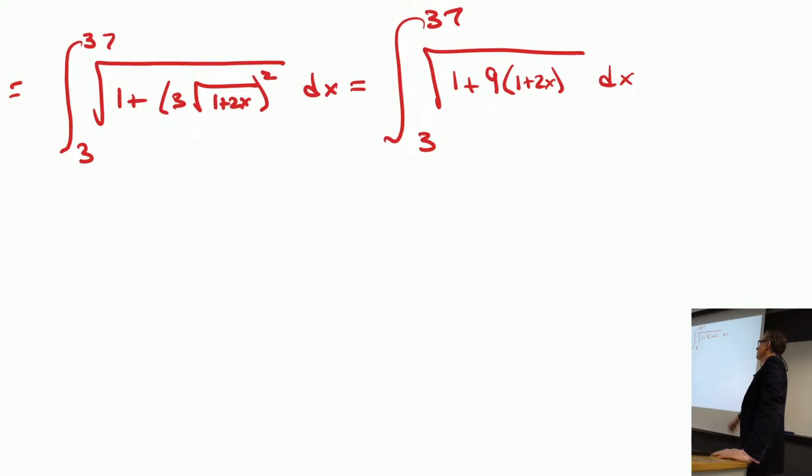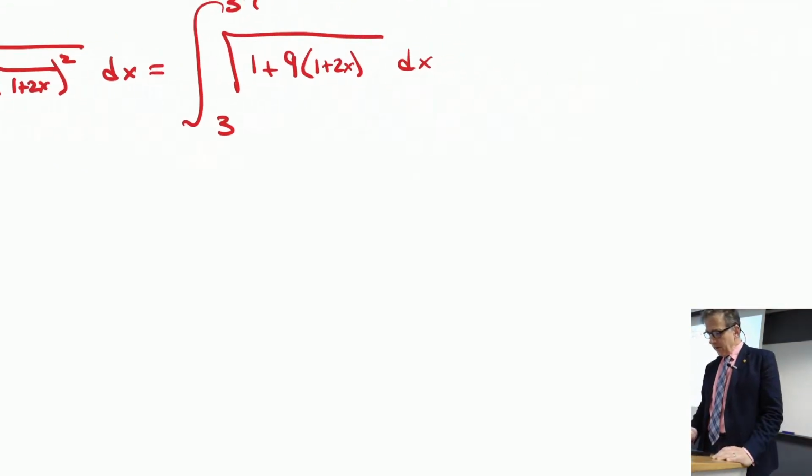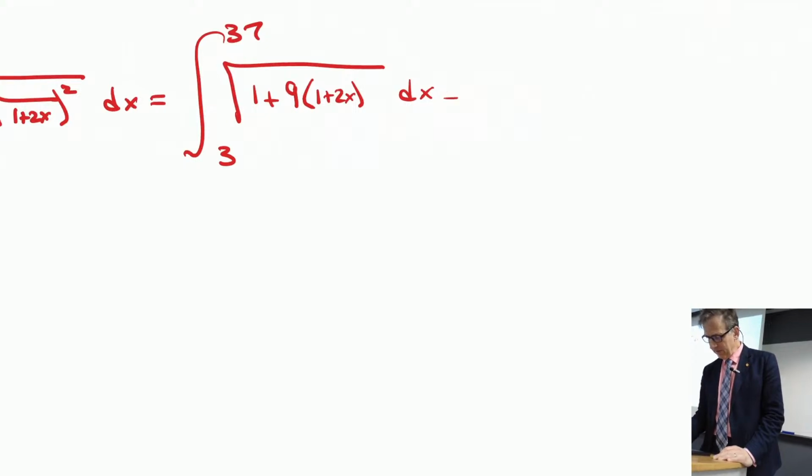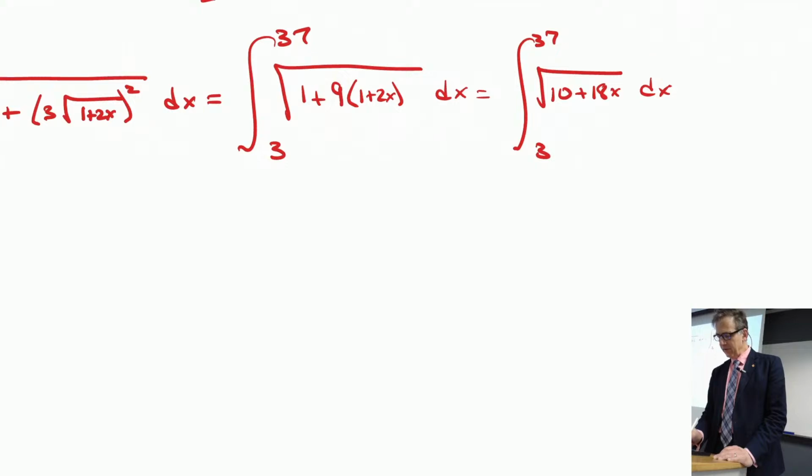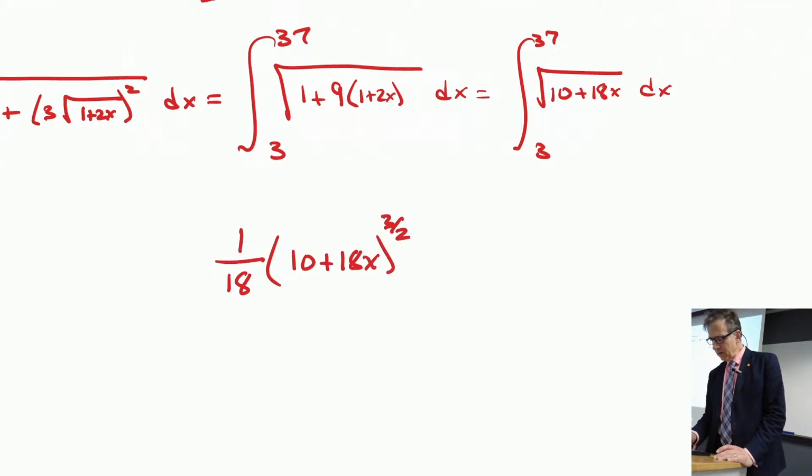I mean, look at the range of values. I have no negatives there, so none of the x's that I'm going to plug into this will be a problem. Okay, now let's crank this out. The rest of this is pretty straightforward. From 3 to 37, square root of, this is going to be what, 10 plus 18x. Did I get that right? Okay, then do the antiderivative. So 1 over 18. You could do substitution if you need to, but there we go.